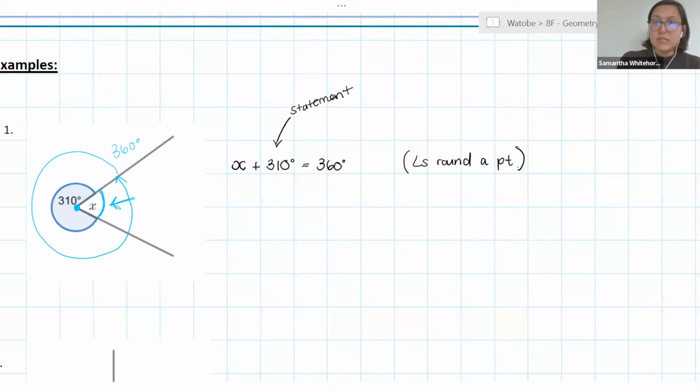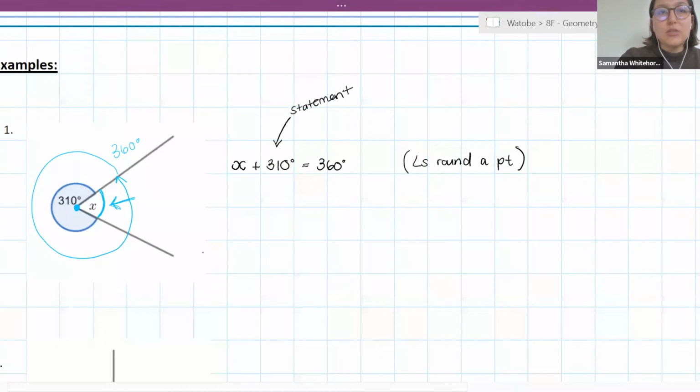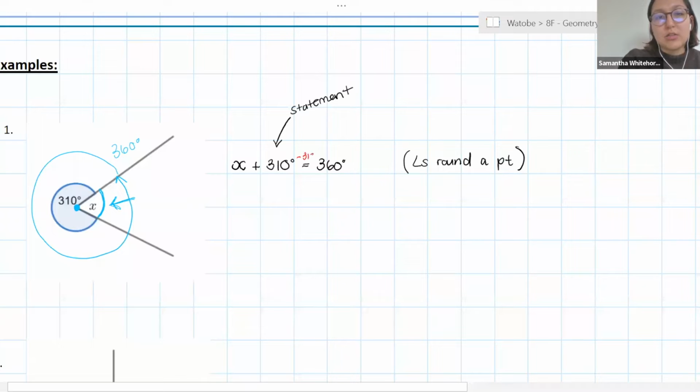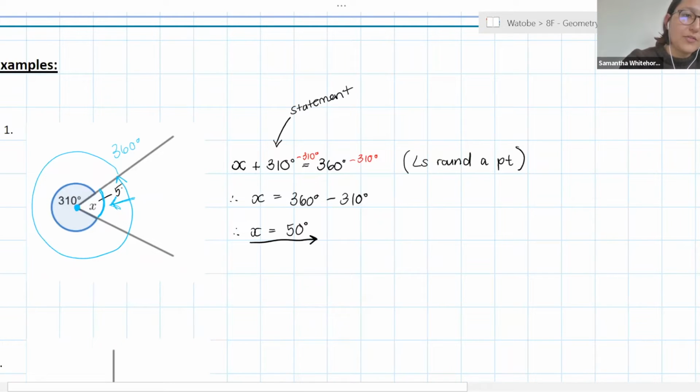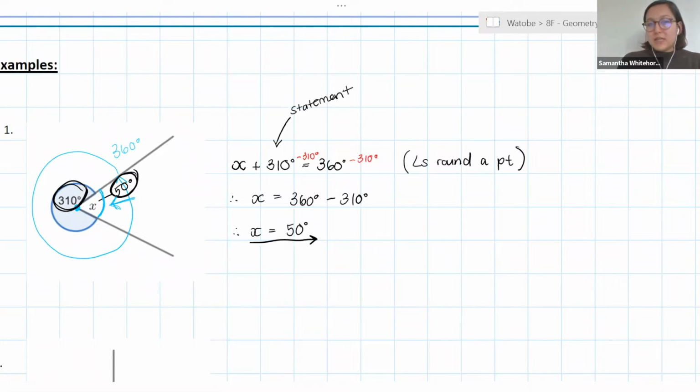So I've set up a nice, easy equation for myself. I want to get X alone. So I know that using inverse operations, what I now need to do is subtract 310 degrees on both sides. And guys, remember, this is an angle, so it does actually have units. We need to remember that degree symbol. And so x is equal to 360 minus 310 degrees, which gives me that x is equal to 50 degrees. Now this makes sense. If I replace this x with 50 degrees, 50 plus 310, I do get back to 360, which is my full revolution all the way around the point. And so it makes complete sense that x is equal to 50.